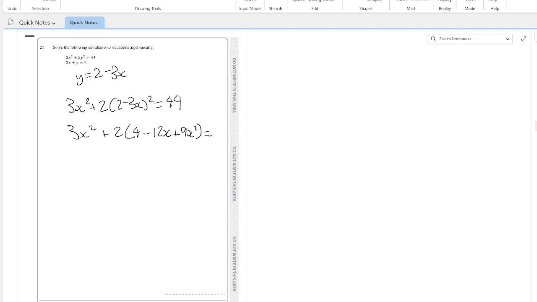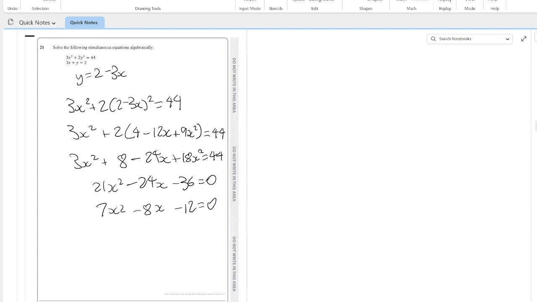If you have any questions, just ask in the comments below. This is equal to 3x plus 8 minus 24x plus 18x squared equals 44. And if we simplify this a bit, we get 21x squared minus 24x minus 36 equals 0. Now, this seems quite hard to solve, but if you notice that all of these terms are divisible by 3, we can divide this by 3.